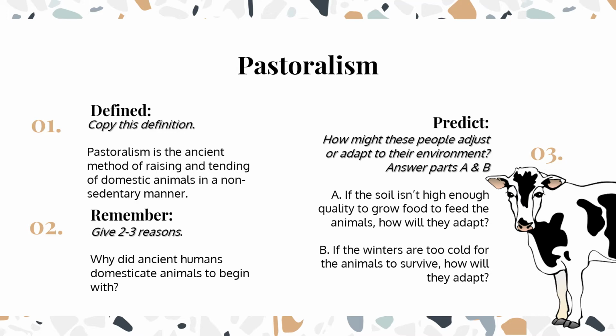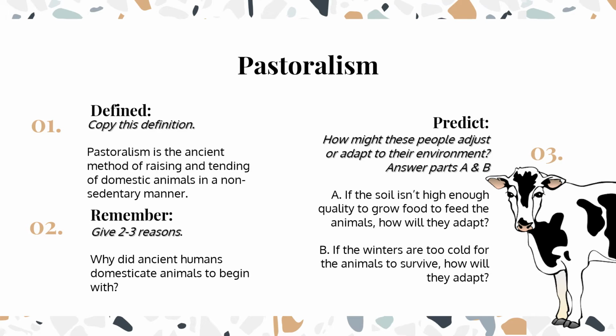All right, for number 2, we're going to draw on our last unit. I want you to give me 2 or 3 reasons to answer this question. Why did ancient humans domesticate animals to begin with? So 2 or 3 reasons. Go ahead and do that and then come back.